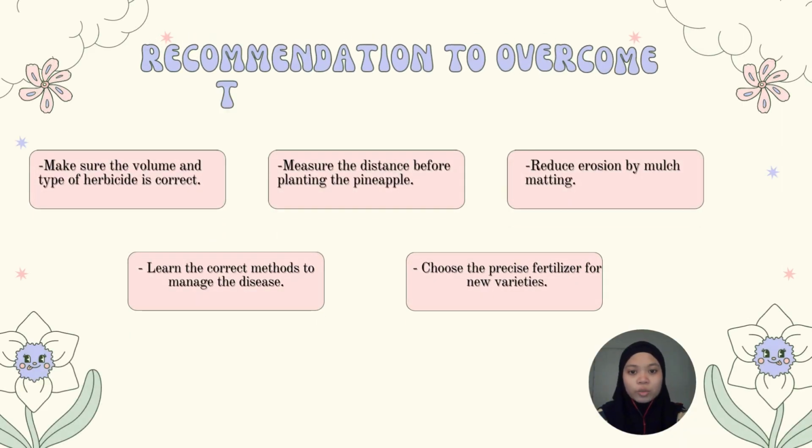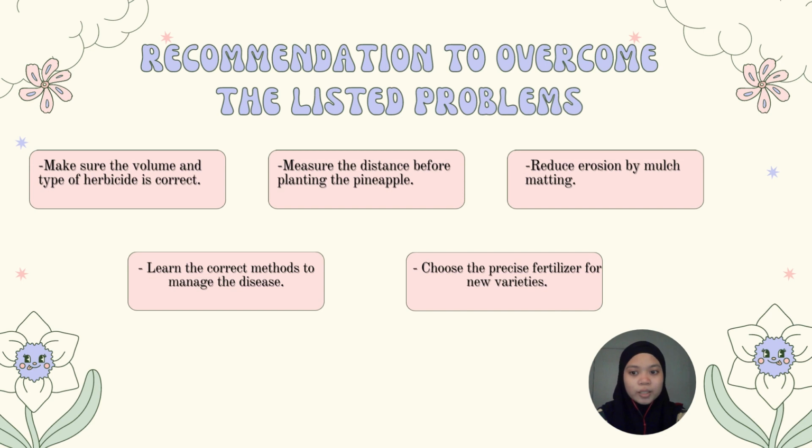The recommendations to overcome the listed problems are, first, we have to make sure the dosage and the type of herbicide are correct. Second, we have to measure the distance before planting the pineapple. Third, we can reduce erosion by doing mulch matting. Fourth, we have to learn the correct methods to manage the disease. Last but not least, we have to choose the precise fertilizer for new varieties.